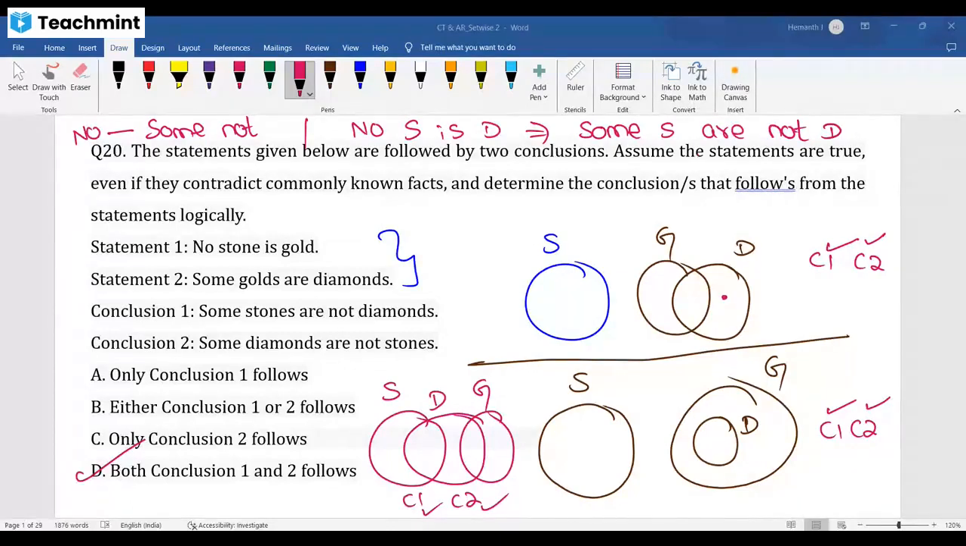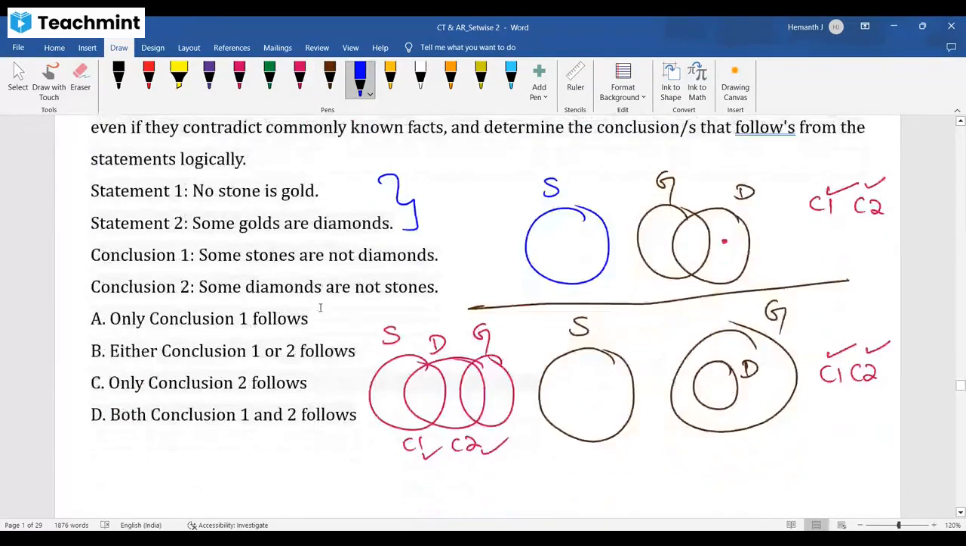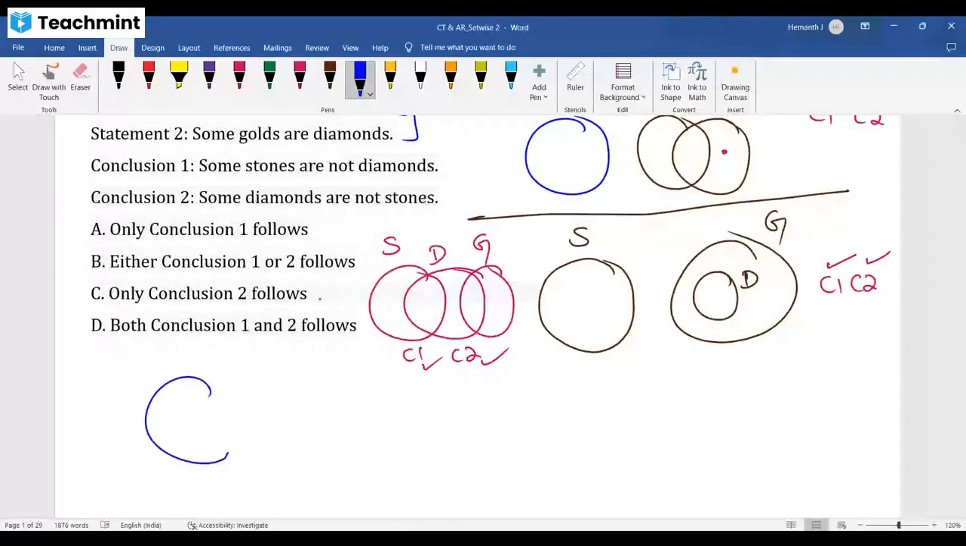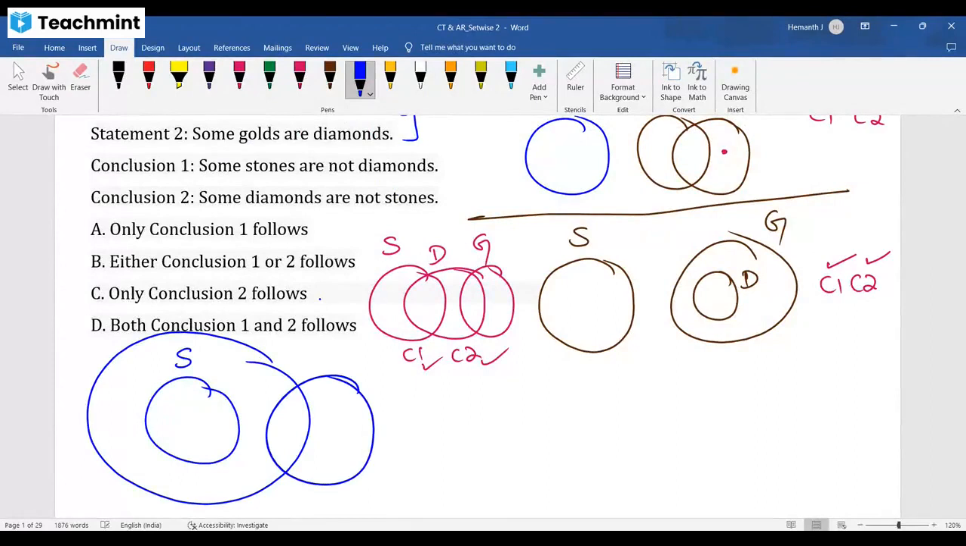Okay. Fine. One moment. This is one more important diagram. Everybody concluded both follow, but listen. This is where it will fail. No stone is gold. Some gold are diamonds. Now see this fun. I think here we go wrong with the first conclusion. Now first one is wrong. No stone is gold. Some gold are diamonds. All stones are gold.